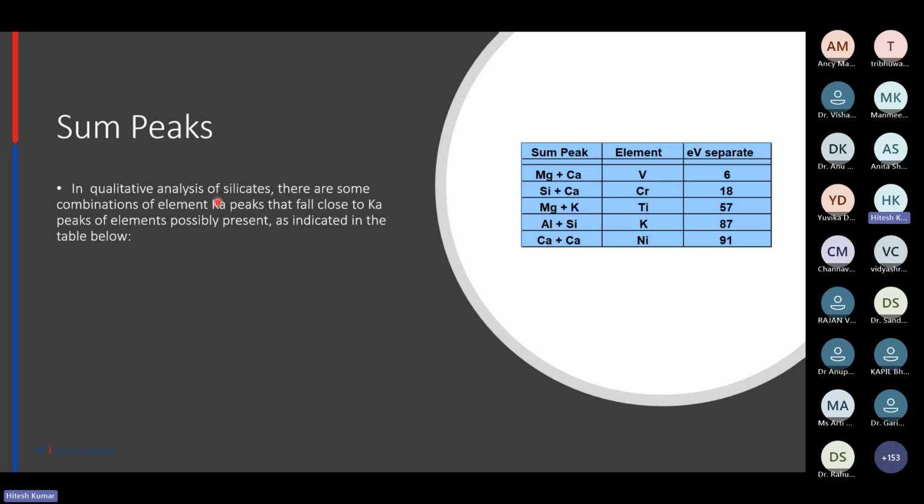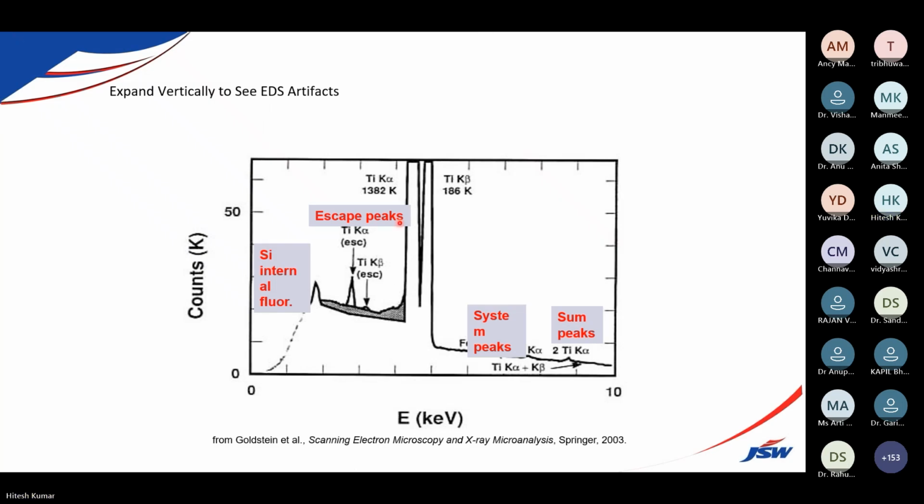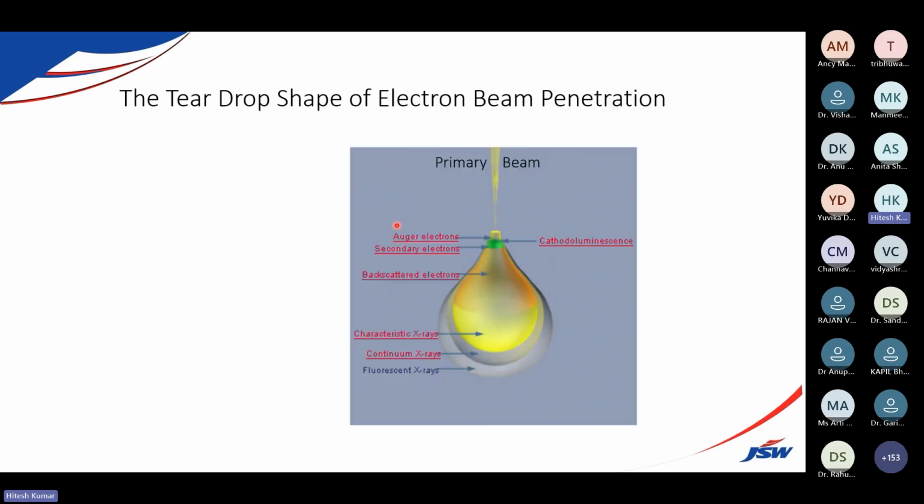In qualitative analysis of silicates, there are some combinations of elements whose K alpha peaks fall too close to the K alpha peaks of other possible elements. So during the detection of your element, you can't rely on one single peak. You need to see how the secondary peak is overlapping, and how these artifacts look. These are the escape peaks, and sum peaks will be there. You need to check all those kinds of things.